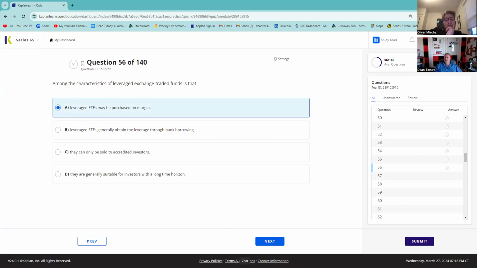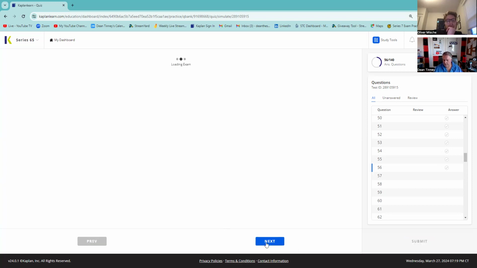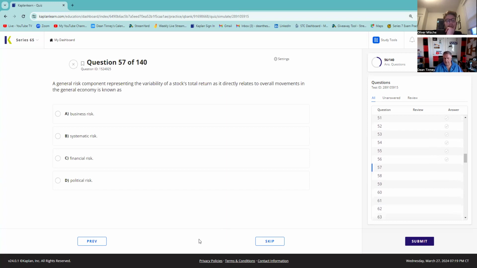One of the biggest testable distinctions about open-end mutual funds and ETFs is that open-end funds are not marginable, ETFs are. Got it. And then C, that's wrong. The leverage doesn't come from bank borrowing, it comes from the use of futures. And they're not for the long term. These are short-term trading vehicles. You're going to get this, and you're also going to get an inverse. So they're going to give you like a 2x levered ETF or an inverse ETF.